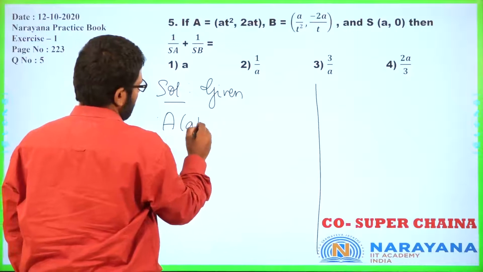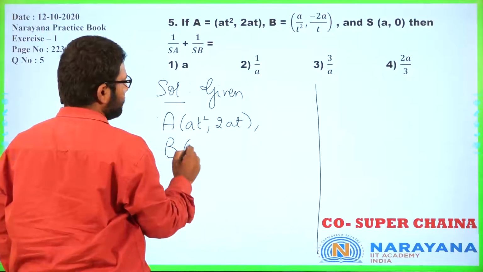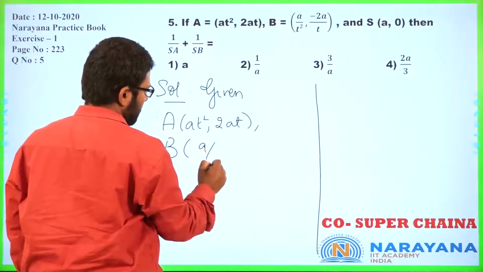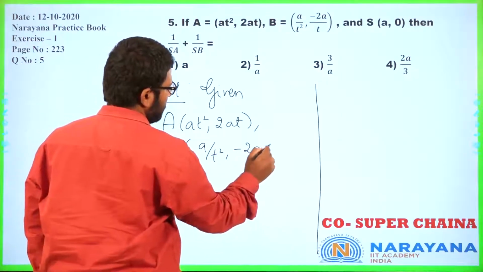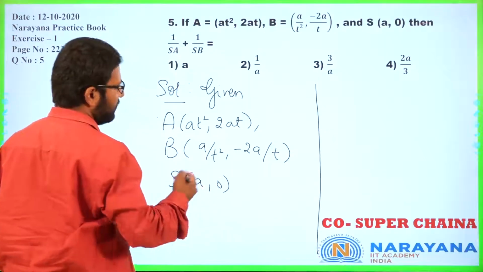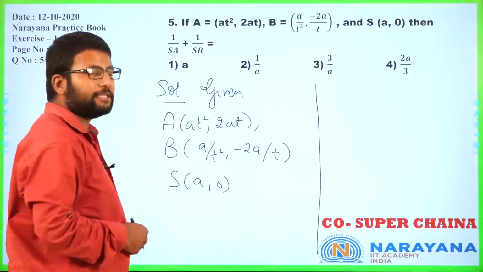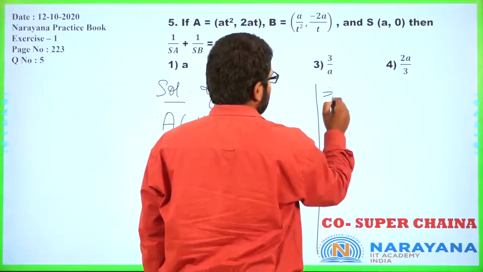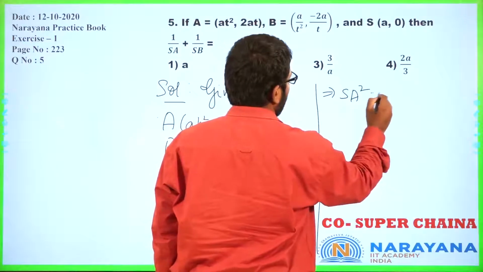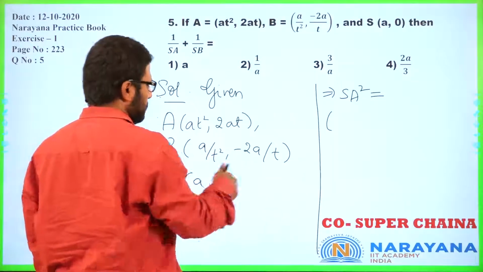Given A(at², 2at), B(a/t², -2a/t), S(a, 0). Alright, now for our convenience, let us calculate SA square. Okay, not SA but SA square would be (x1 - x2) the whole square. Can we directly write it now?